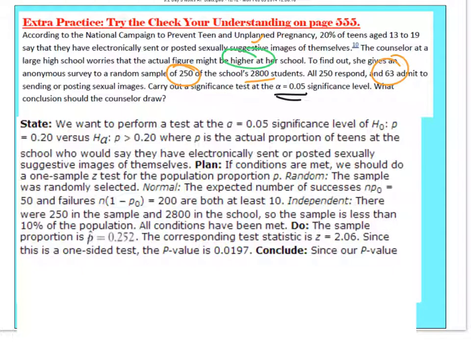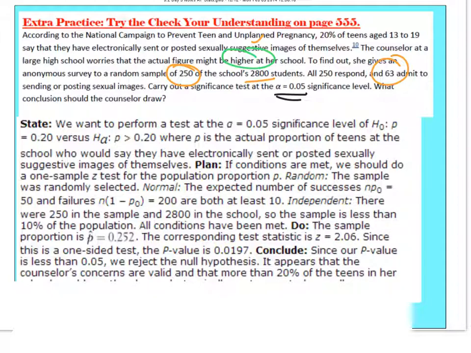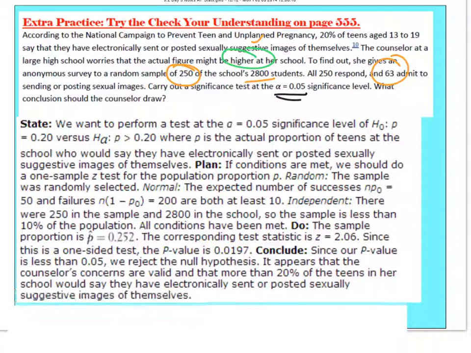We can make a conclusion. We can say since our p-value is less than 0.05, we reject the null hypothesis, and it appears that the counselor's concerns are valid: more than 20% of the teens at our school would say they have sent or posted sexually suggestive images of themselves.